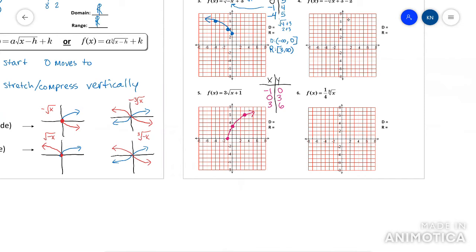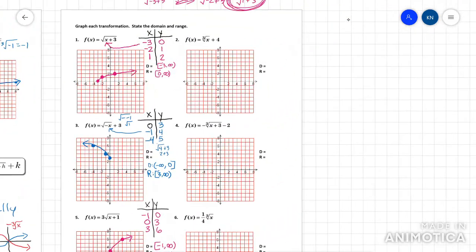So your domain, the furthest left it goes is -1, and then it goes right forever. Your range, the lowest it goes is 0, and then it goes up forever. So that's kind of like how I do square roots, at least. I hope that made sense. Now let's look at cube roots.